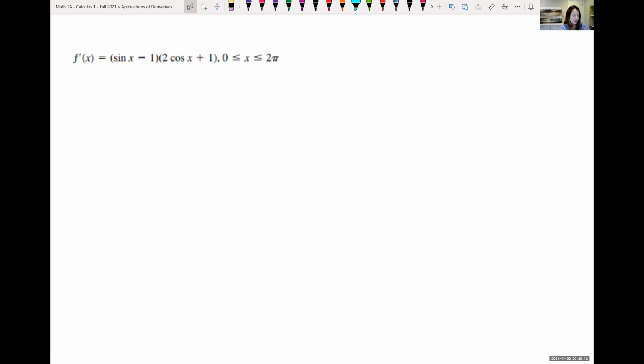Okay, so one more, similar to what we were just doing: finding our critical values and then testing to see where a function is increasing, decreasing, and if we have any max or min values. So f prime of x is equal to the quantity sine x minus 1 times the quantity 2 cosine x plus 1, and we're given that x is between 0 and 2 pi inclusive. Again, we want to find when our derivative is equal to 0, so we can set each factor equal to 0. When is sine of x minus 1 equal to 0, and when is 2 cosine of x plus 1 equal to 0?